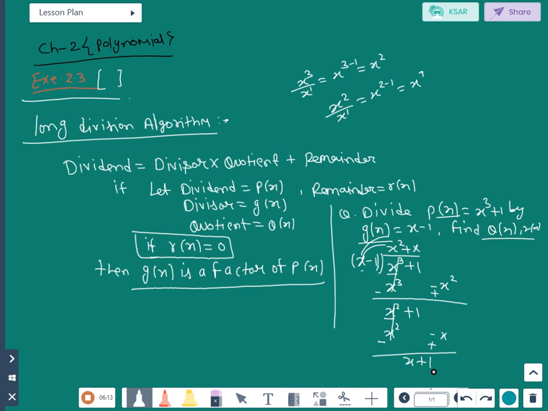Okay, first of all, before division we will check whether the dividend and divisor are both in descending power or not. What do you have to check, students? Their powers should be in descending order. So here x power 3 plus 1 is also in descending form. Here g of x, power 1 minus 1, is also in descending form. First rule is complete.